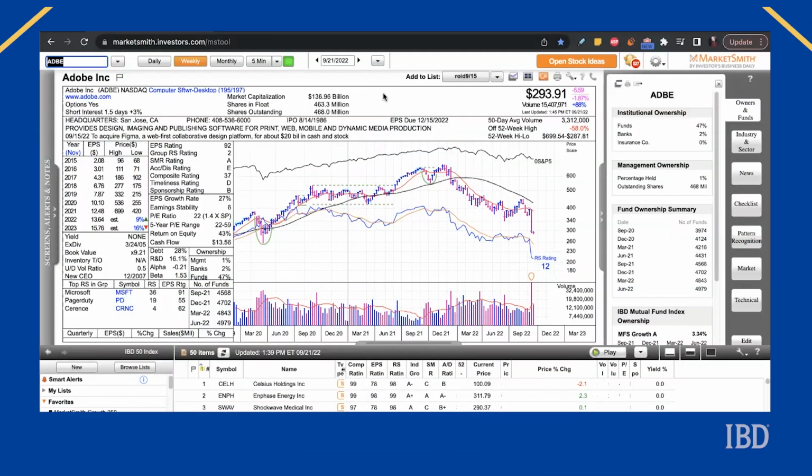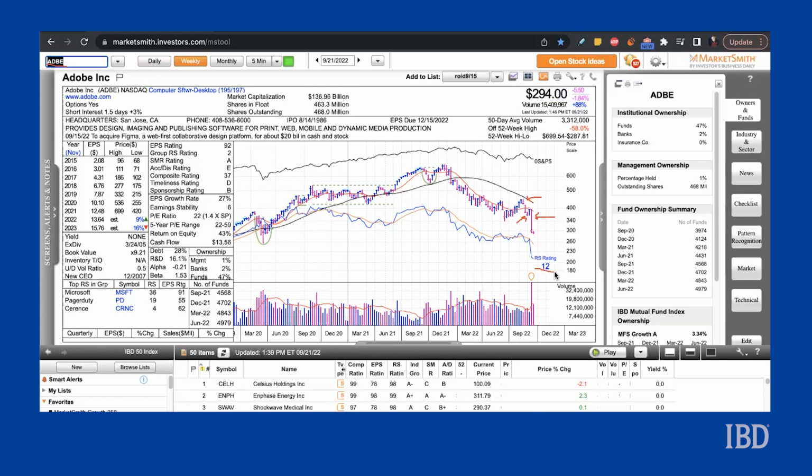Hey option traders, for today's trade we are looking at an option play in software stock Adobe. So taking a look here on MarketSmith, the stock has had a big crash last week, falling close to 17% in one day following news of their acquisition of Figma for $20 billion. This occurred just a few days after the company found resistance at its 50-day moving average.